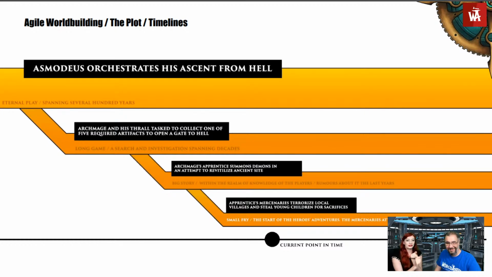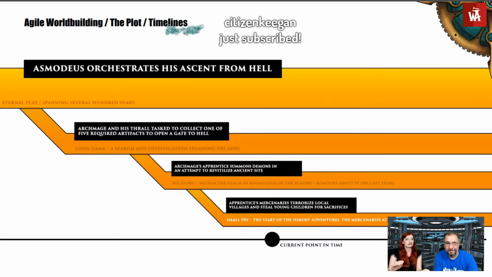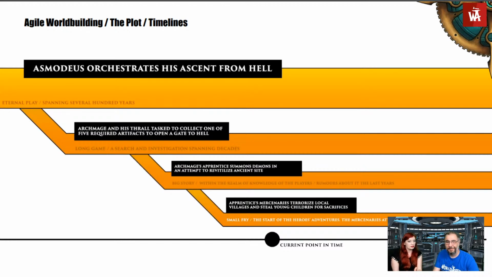So then we get to the Archmage, project manager of Asmodeus, and his thrall, tasked to collect one of the 5 required artifacts to open a gate to hell. Good, that's one of the things that Asmodeus has on his checklist. That's a long game plot. It's going to take a while to do that thing. But that spawns another quest. The Archmage's apprentice summons demons in an attempt to revitalize the ancient site. Because they can't open the gate to hell unless the ancient site is revitalized. Cool. This all makes a lot of sense. We've got a dribble down here.